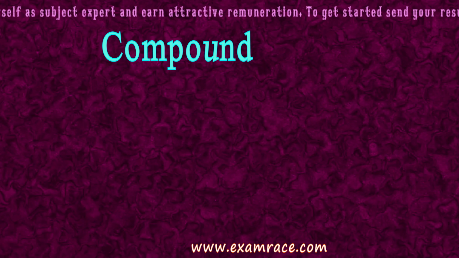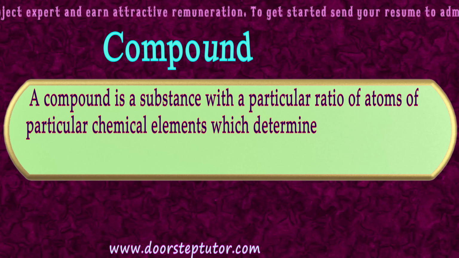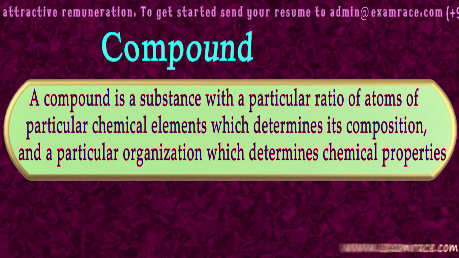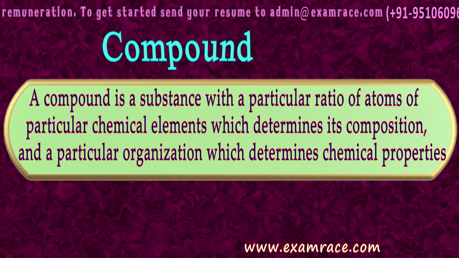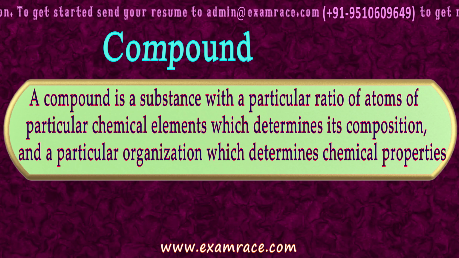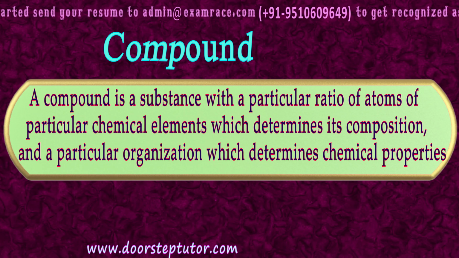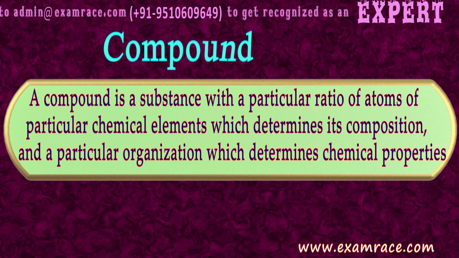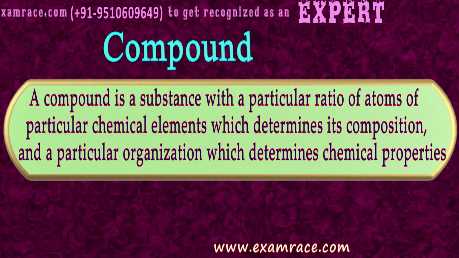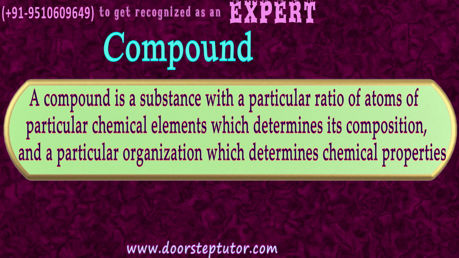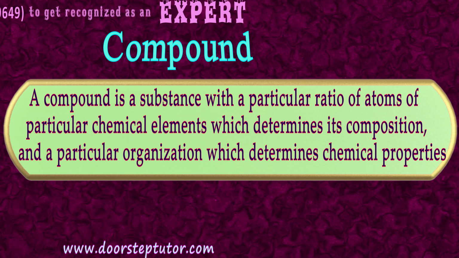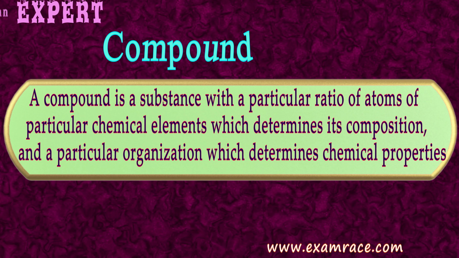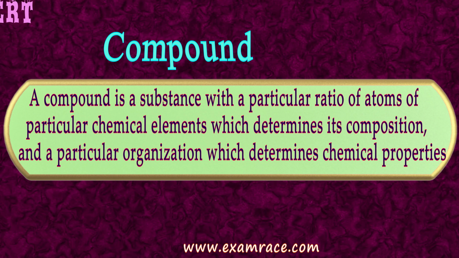So what is a compound? It is a substance with a particular ratio of atoms of particular chemical elements, which determines its composition, and a particular organization, which determines its chemical properties. So here the particular chemical elements determine its composition and its particular organization determines its chemical properties.